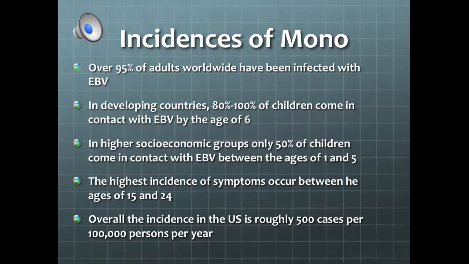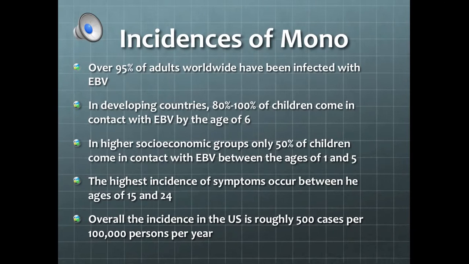In developing countries, 80% to 100% of children come in contact with EBV by the age of 6. And this just has to do with their environment, the way that they live, their lifestyle. They also might not have the tools or the resources to have proper hygiene and to stay clean, and that is really an issue in those countries. They also might not even know about proper hygiene. They might not know that it's not good to drink out of someone else's glass or use their utensils. They might not know about all these diseases, so that's also an issue in those countries.